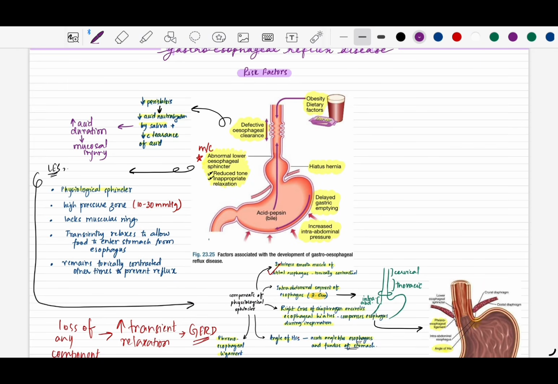A few risk factors associated with lifestyle include obesity and dietary factors. Now, obesity is going to increase the intra-abdominal pressure, and we will be discussing intra-abdominal pressure in just a moment. However, dietary factors, that could be spicy food, minty, citrusy food, or fatty food, relax the lower esophageal sphincter, and one more contributing factor is that they delay the gastric emptying.